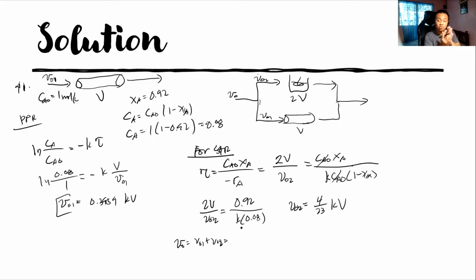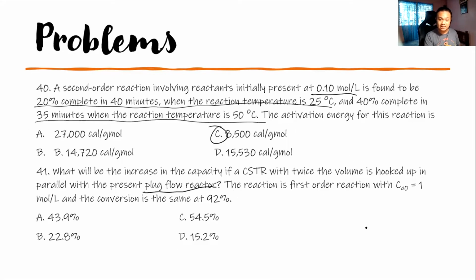That is the new volumetric flow rate. So we have to add 0.3959 kV plus 4.23 kV. Okay? So you have 0.5698 kV. So what is asked of us is the increase in the capacity.